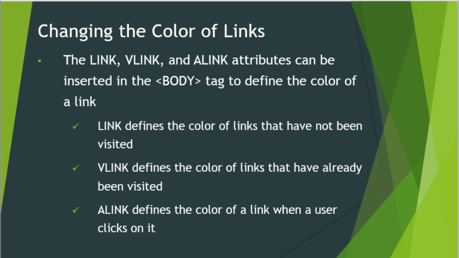And alink defines the color of the link when a user clicks on it. So there are three types of link attributes used for changing the color of the link: link, vlink, and alink. Link defines the color of the links that have not been visited.